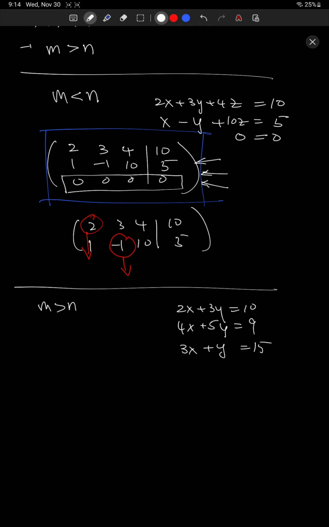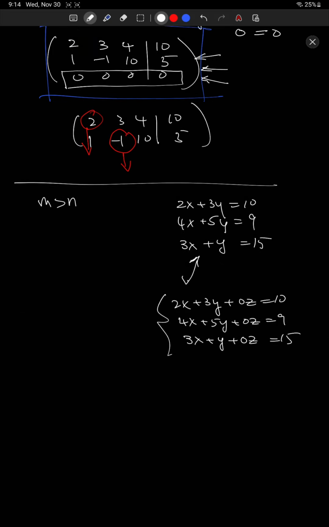Okay. In this case, the way you can think of this is, again, we do know how to work with the same number of equations as unknowns. So what we can do is convert that into 3 equations, 3 unknowns, by just pretending there's a variable z, and pretending that the coefficient of z is 0. So this is the same as 2x plus 3y plus 0z equals 10, 4x plus 5y plus 0z equals 9, 3x plus y plus 0z equals 15.